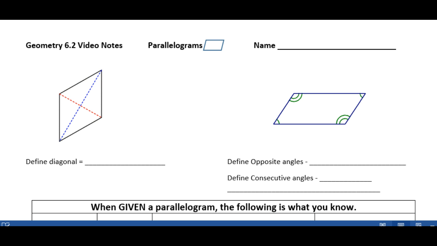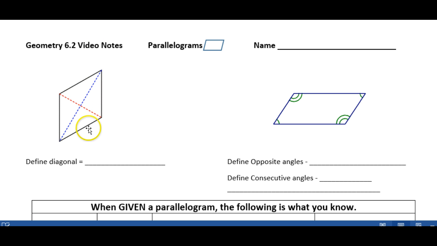Okay, let's start by just recognizing some things about the parallelogram. First of all, whenever you see this little parallelogram symbol, you'll see it a lot in the book, you'll see it on this handout. If you're reading it in a sentence, you have to read it as a parallelogram. Make sure if you're choosing to draw it that way, that you don't draw a rectangle, you draw the lines a little slanted. Okay, so this is a parallelogram right here.